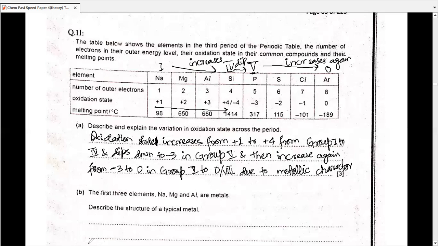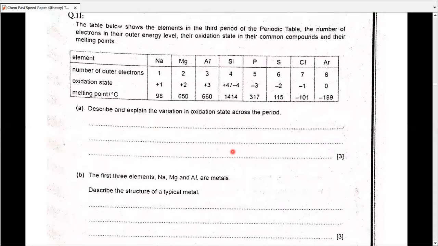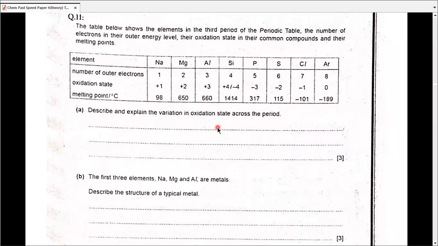The first three elements, Na, Mg and Al, are metals. Describe the structure of a typical metal. Can I erase it all? Good. So this is a 3 mark question. Again, for 3 marks, how are you gonna mention the structure of a typical metal in 3 to 4 points?